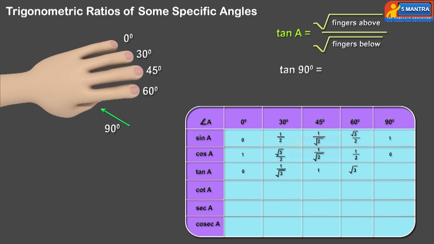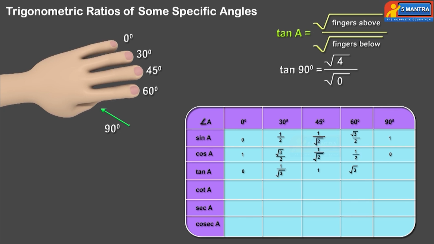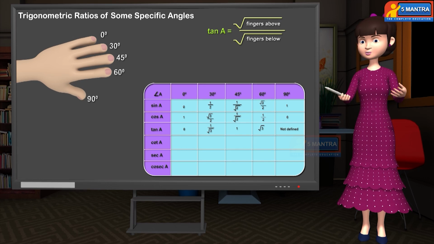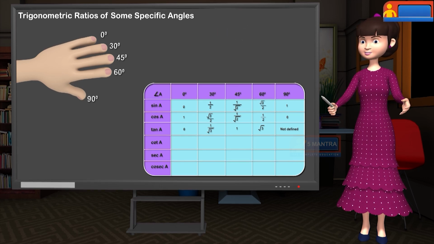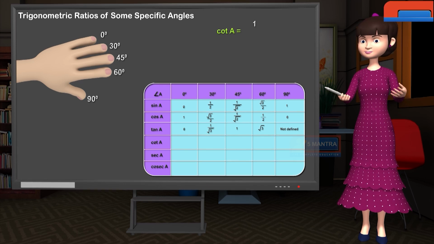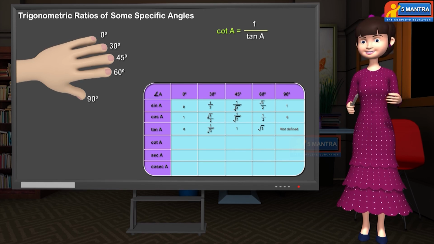For tan 90, the fingers above the thumb are 4 and below are 0. So the value is under root 4 by 0. We know if the denominator is 0, the fraction is not defined. So tan 90 is not defined. We can find the tan values by taking sine by cos values also. Now the cot values are found by taking the inverse of tan values.